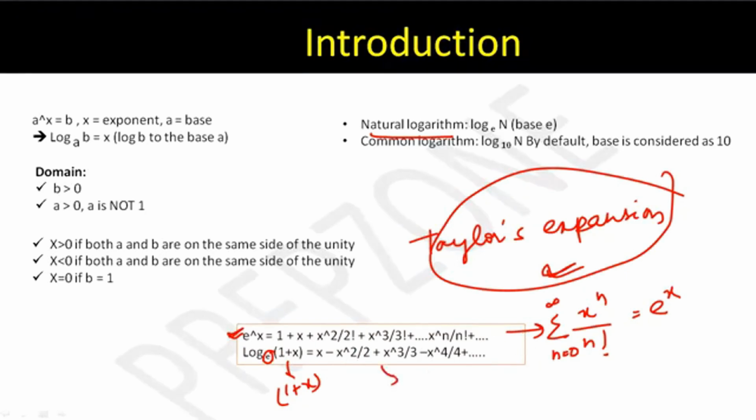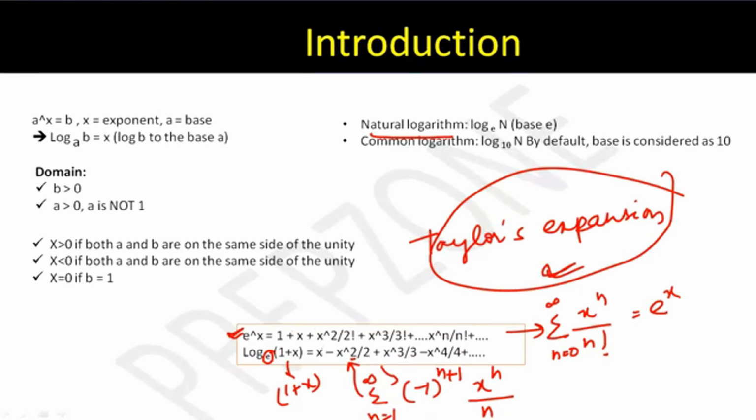So if I have to write a generic term, I know when the power is even, the sign is negative. So minus 1 to the power n plus 1, x to the power n upon n, summation. That's it. n goes from 1 to infinity. This becomes the generic term of log of 1 plus x to the base e. Guys, it's very easy to write the generic term, right? You just have to analyze the pattern.